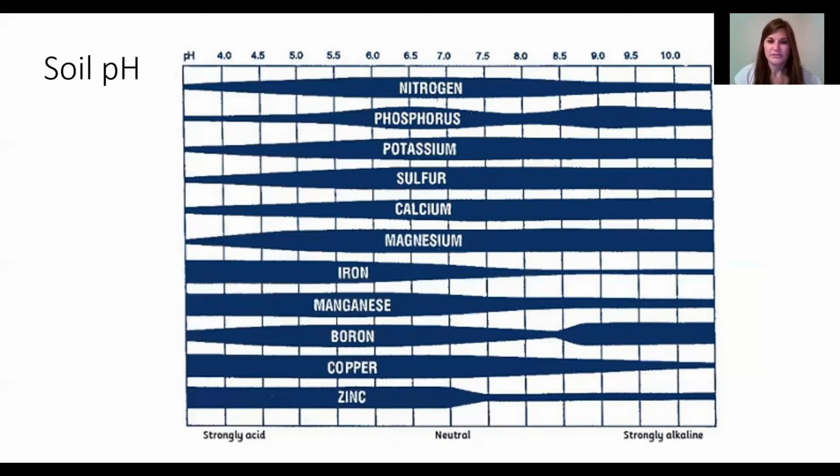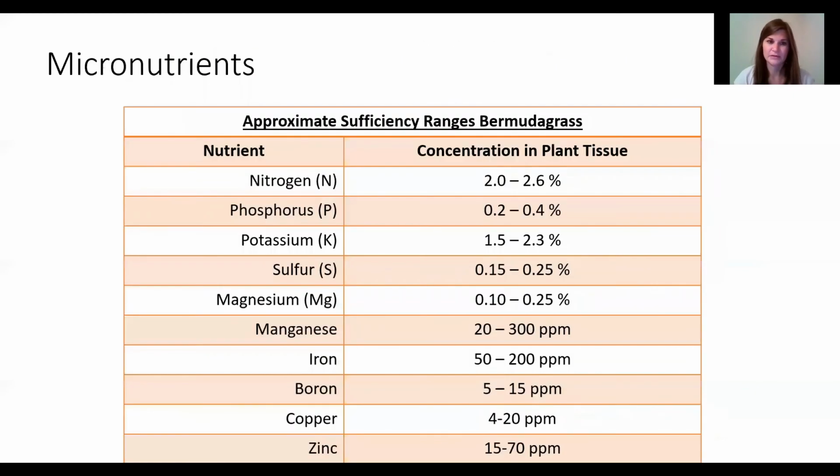So it's important to follow soil test recommendations for liming to maintain pH for your forage. So for a lot of our macronutrients, the availability of those nutrients will increase with increasing pH, but for many of our micronutrients like iron, manganese, and zinc, the availability of those nutrients is going to decrease with increasing pH. So again, making sure the pH is maintained will help to ensure that all of your nutrients that are required for plant growth are in plant available forms.